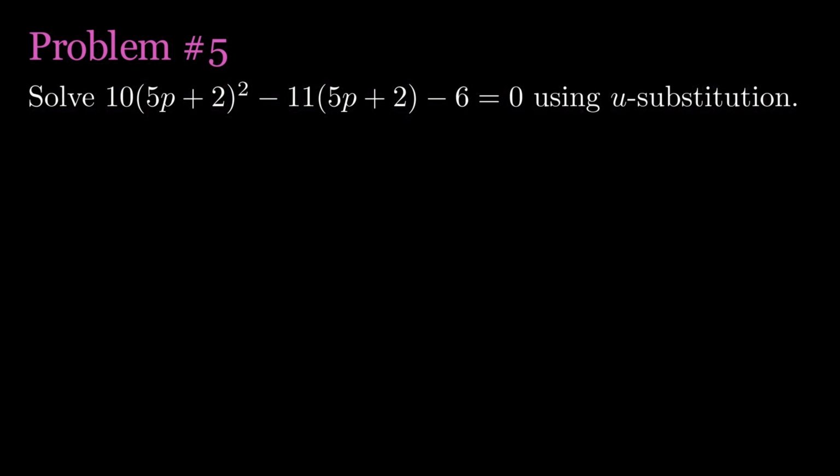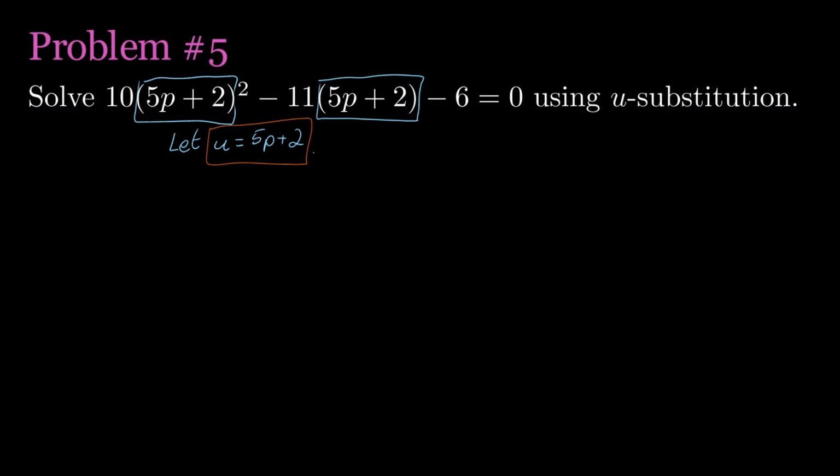using U substitution. In U substitution, we always search for building blocks that appear in the first and second power in our equation. It looks like in here they are nicely shown to us in parentheses, because the 5p plus 2 is in here in the power of 1 and in here in the power of 2. So if we let u be equal to 5p plus 2, then this is our dictionary, and our u equation will be 10u squared minus 11u minus 6 equals 0.